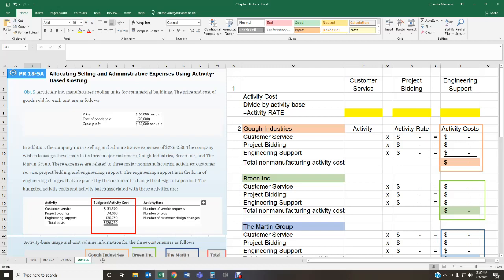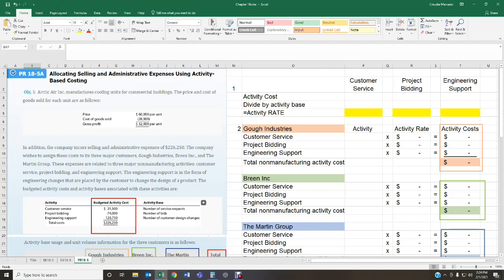Okay, so now this problem 18.5 deals with allocating selling and administrative expenses using the activity-based costing method. Okay, it says Arctic Air manufactures cooling units for commercial buildings. The price and cost of goods sold for each unit are as follows. So the price, we sell each of these units at $60,000. It costs us $28,000 to manufacture, so we have a gross profit of $32,000 per unit. Pretty good profit there.